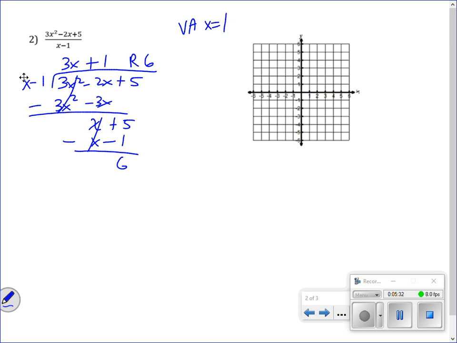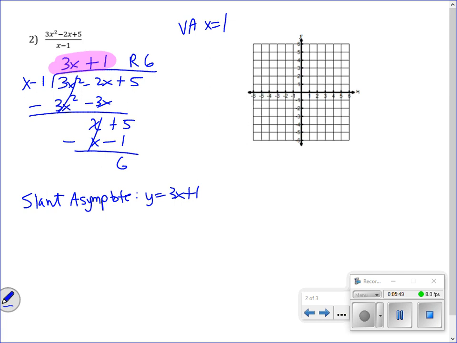I'm not interested in the remainder. What I'm interested in here is this answer right there. That is going to be the equation of my slant asymptote. It's y equals 3x plus 1.